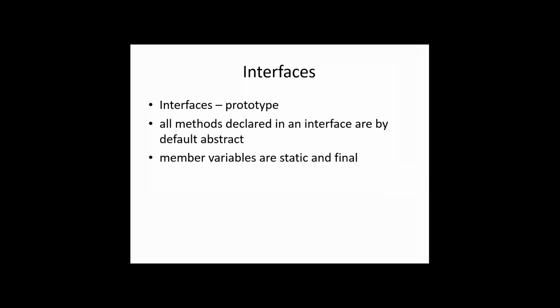So yesterday we started our discussion on the interfaces. We said interface is the prototype. That is, an interface will consist only of abstract methods and constant values. And the constants are static and final. By default, a constant is final, it is static also.